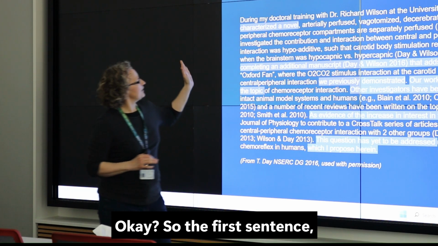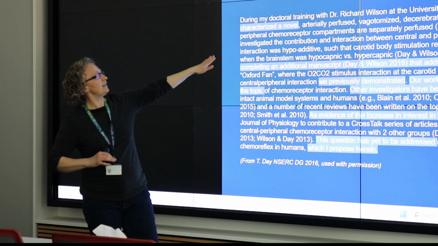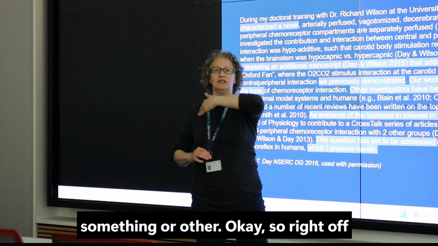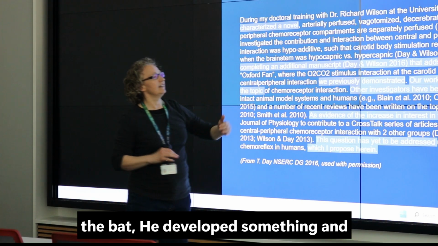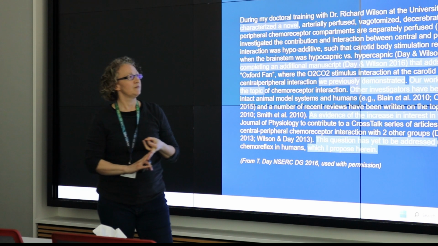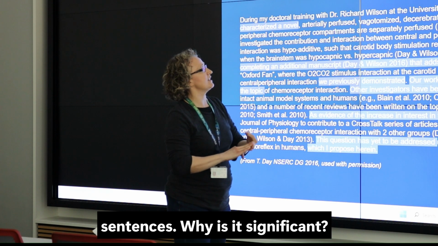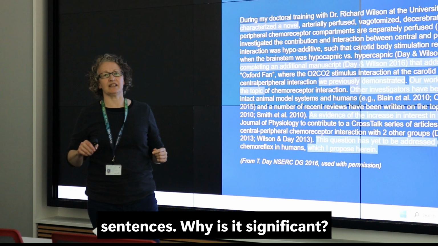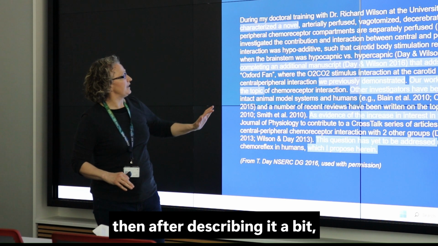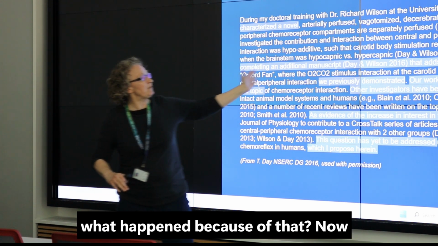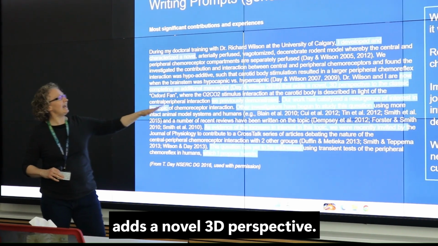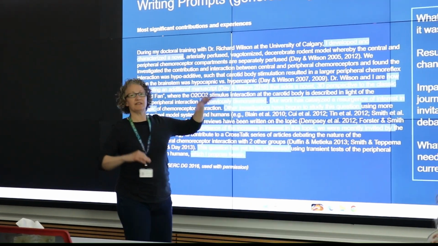Okay, so the first sentence, I developed and characterized a novel something or other. Right off the bat, he developed something and it was novel because. That should be one of your first sentences. Why is it significant? I developed this and it was novel. And then after describing it a bit, what happened because of that? Now completing an additional manuscript that adds a novel 3D perspective.